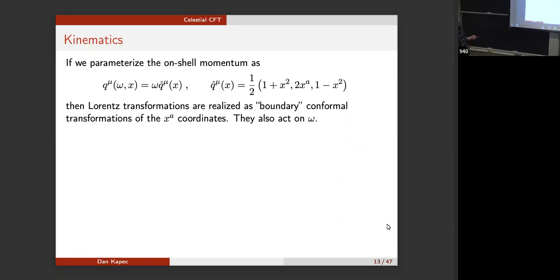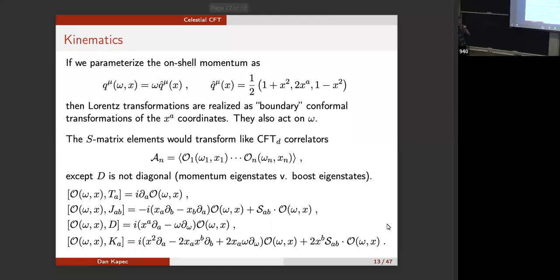The important point, which we've mentioned a couple of times, is that Lorentz transformations also act on this frequency variable, omega. So what that means is that the S matrix elements would transform like d-dimensional correlation functions of conformal primaries, except that these local operators don't diagonalize the dilation operator. That's basically because these operators create plane waves, and momentum eigenstates are not boost eigenstates. If you look at what the dilation operator is inside the Lorentz group, it turns out to be a boost. So these things will not explicitly diagonalize D. You can see that if you write out their transformation properties using the Lorentz transformations: where there should be a scaling dimension delta, there's an omega d omega.